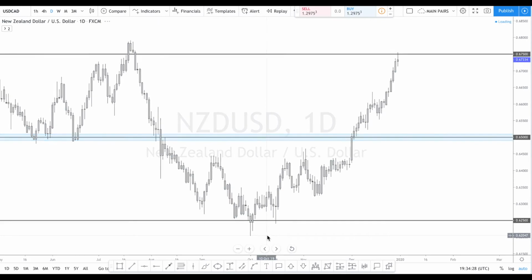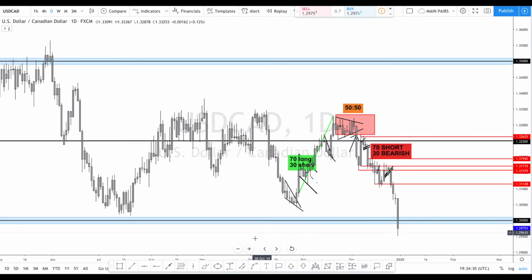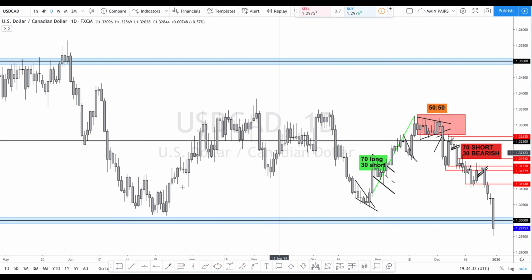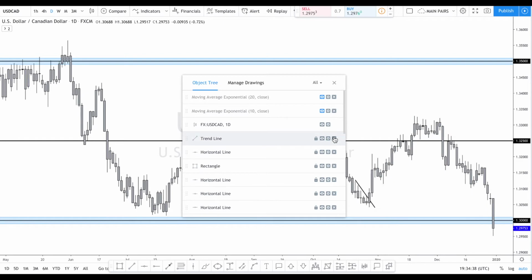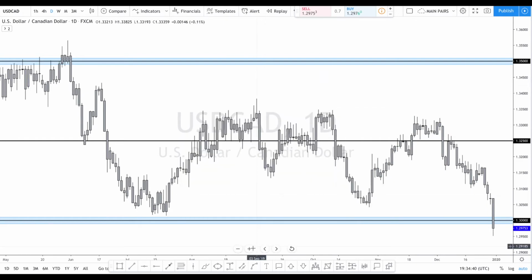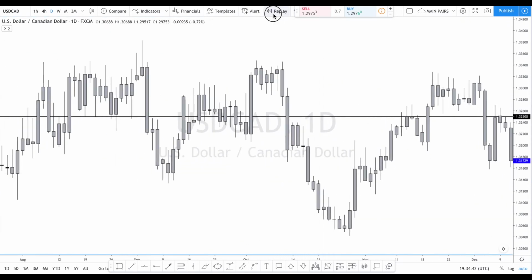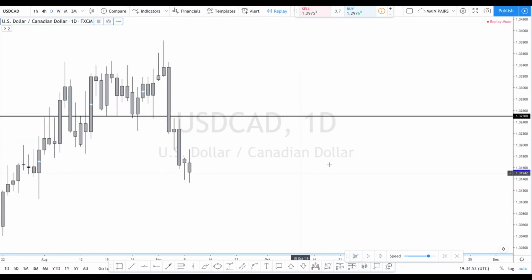Too deep. Just want to look at a deep pullback. So yeah, if we look at US dollar CAD here, let me just take this off. So if we look at US dollar CAD on this occasion right here, let's do it from here to... Oh, you know what? Yeah, this is a perfect example.